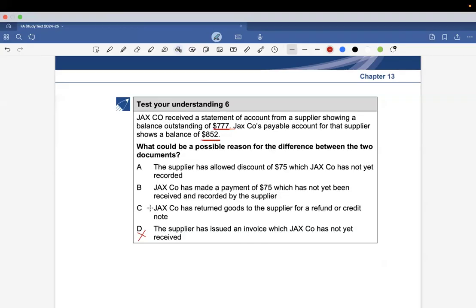That is their problem, right? So this is also not it. B, Jack's company made a payment, but the supplier has not recorded it. That is also their problem. We need not adjust ours, right? A is a problem because the supplier has given us a discount, but we have not adjusted those payments to our account. So we need to bring down the balance. From the 852 we would deduct 75. Understood? So A is the answer.